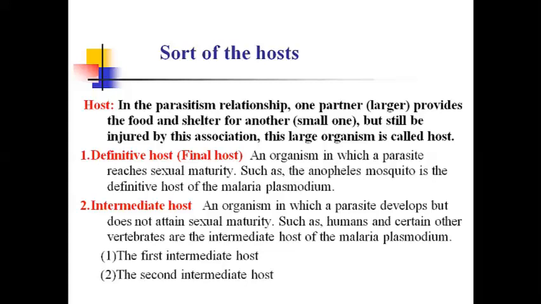For convenience, we can also divide the intermediate host into first intermediate host and second intermediate host. In this example you have already seen that the definitive, final host, where it attained sexual maturity, was the Anopheles mosquito. But the human being or vertebrates, where it is not attaining sexual maturity, are intermediate hosts.